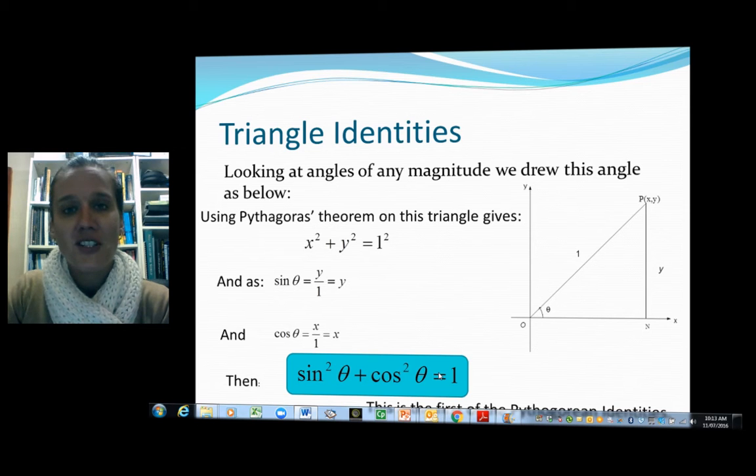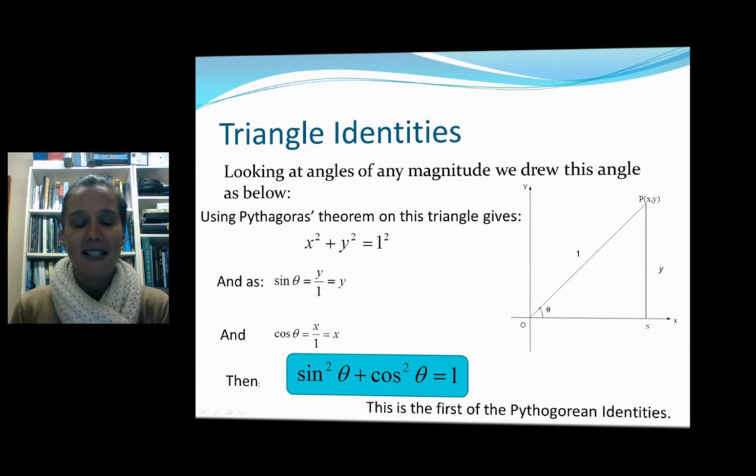We recommend that you watch this video with your pen and paper and pause at the relevant times to do the examples for yourself. Triangle identities.